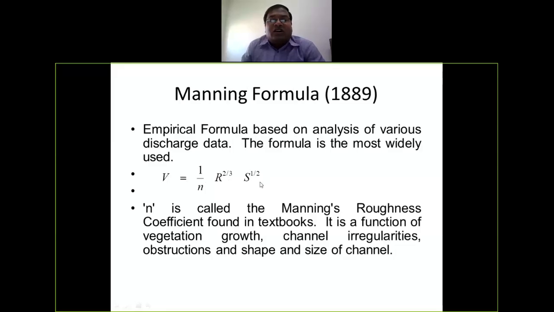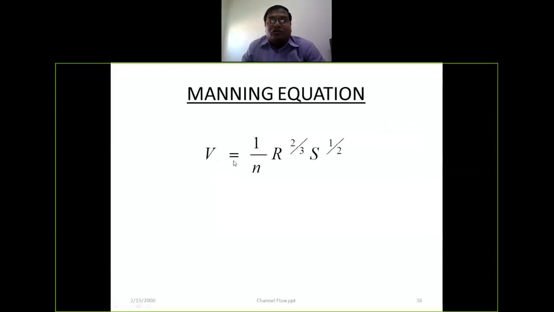where N is called the Manning roughness coefficient, found in a textbook. It is a function of vegetation. It depends on vegetation growth, channel irregularities, obstruction, and shape and size of the channel. I think I have listed some here. This is the Manning equation: V is equal to 1 upon N, R to the 2 by 3, S raised to 1 half.